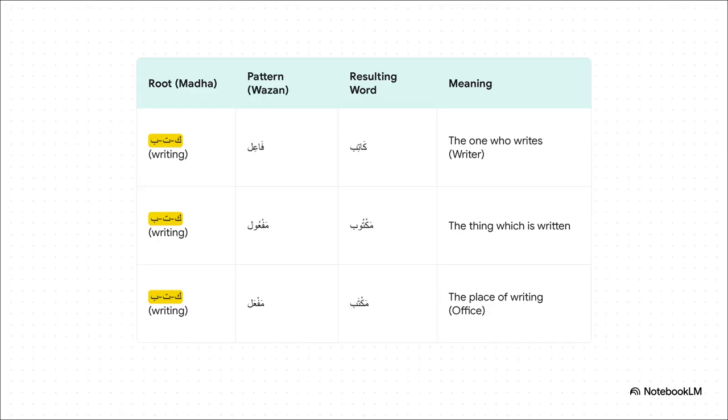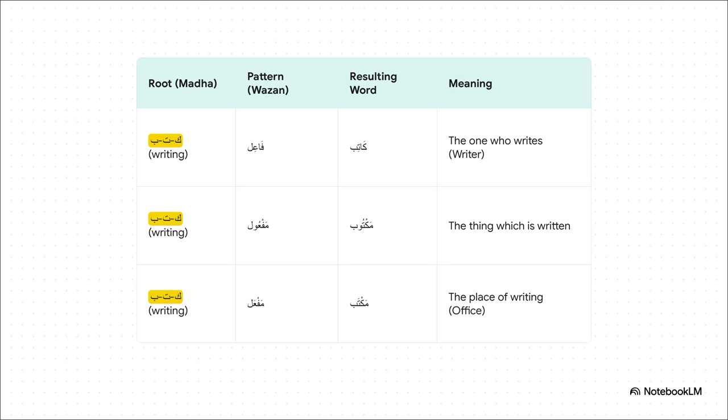Now, this is where the magic really happens. Just look at how incredibly efficient this system is. We take our one root, KTB, our writing flavor, we pour it into the Fe'l mold, the doer pattern, and we get katib, a writer. Simple. Okay, now let's use that exact same flavor, but a different mold. Let's try the maf'ul mold, which means the thing being acted upon. Now we have maktub, the thing which is written, like a letter. Want to do one more? Same flavor, different mold. The maf'al pattern means the place of the action. And bam, we get maktab, the place of writing, an office. One root, three different molds, three totally distinct but related words.